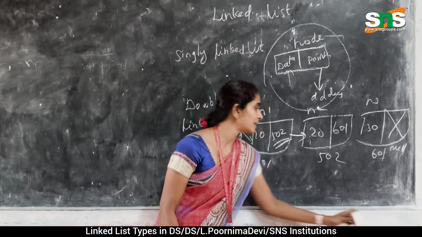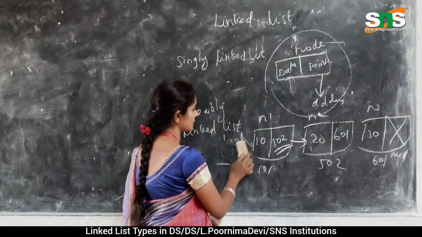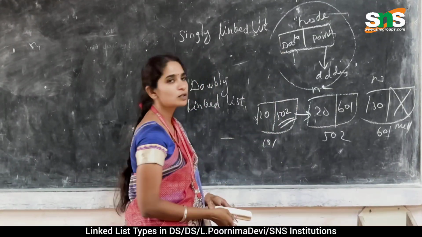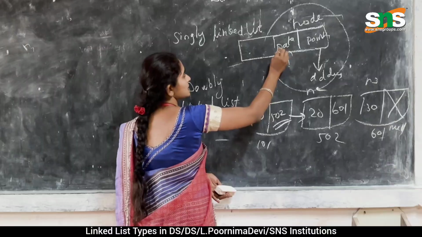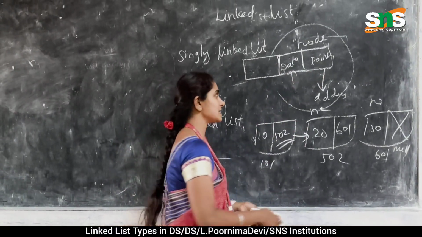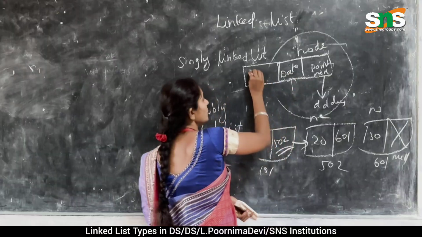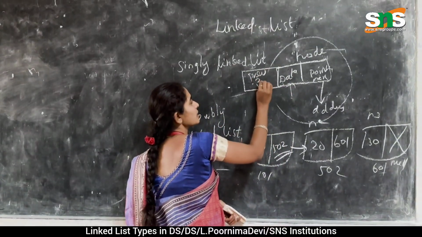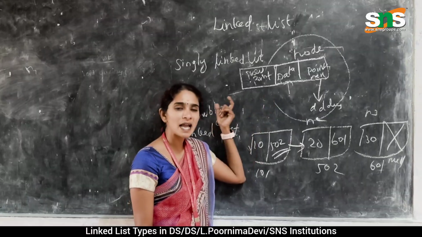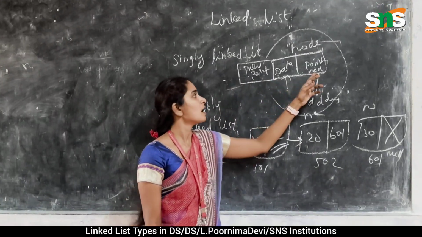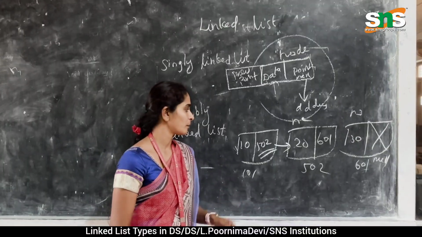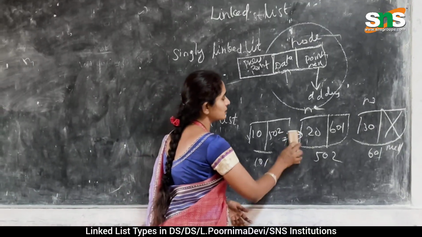So this is a singly linked list. Then what is a doubly linked list? A doubly linked list has two pointers. The same thing, it has data and the next pointer, and we have one additional pointer, the previous pointer. The previous pointer points to the previous element of that particular data, and the next pointer represents the next element of that particular element.